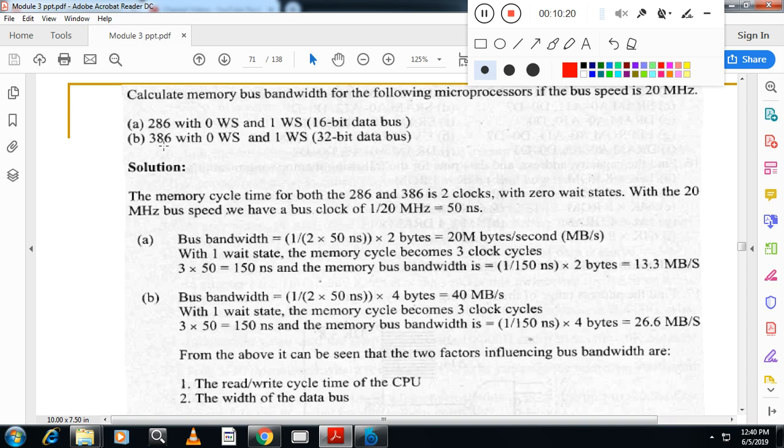Similarly, we will take now 386. 386 is a 32 bit data bus. With a 32 bit data bus, the rest of the things remain the same. Here instead of 2 bytes it is 4 bytes. That means exactly double, 40 megabytes transfer rate. With this 32 bit bus, the data transfer rate with one wait state increases to 26.6.